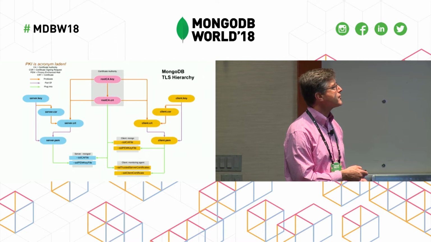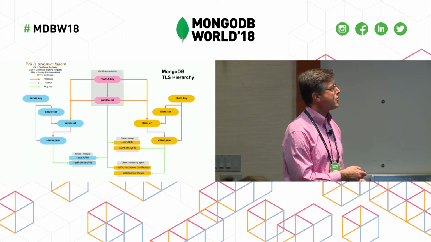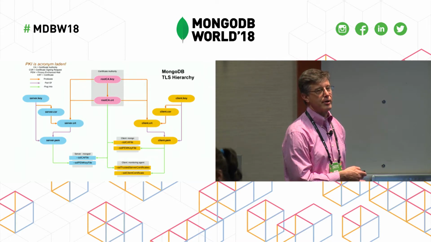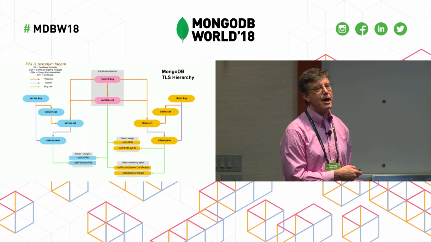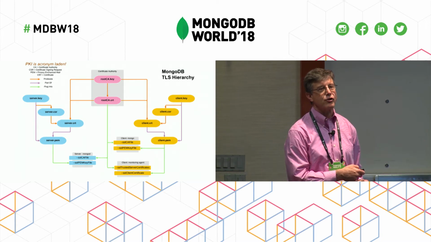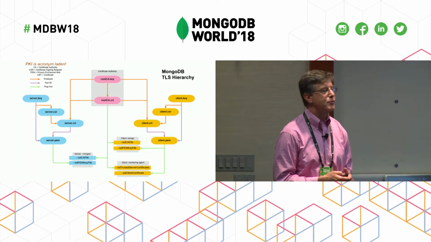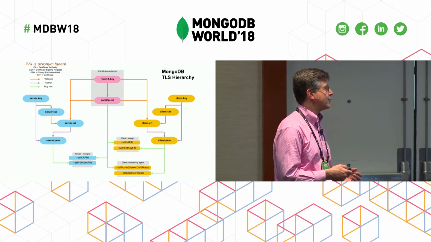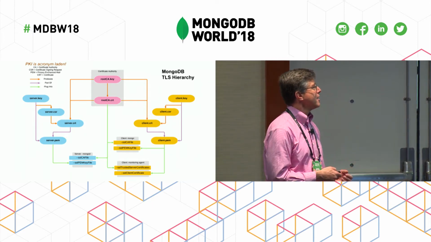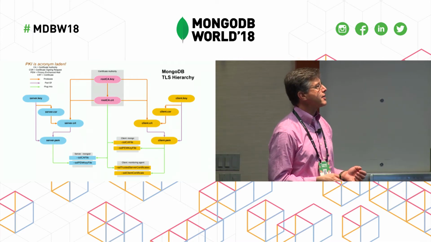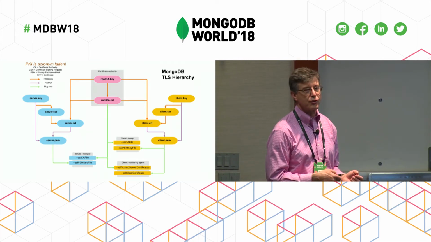CA stands for Certificate Authority. CSR stands for Certificate Signing Request. PEM stands for Privacy Enhanced Email, although when we talk about PEM files, they're not privacy enhanced email files. They're those package files that contain keys and certificates. So this is kind of the hierarchy that MongoDB uses for TLS.